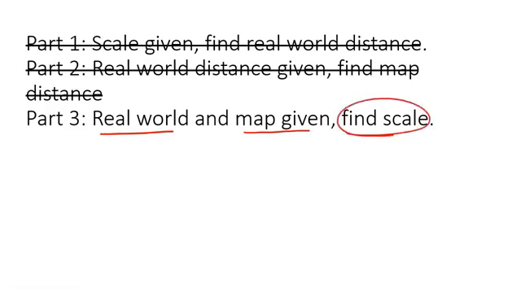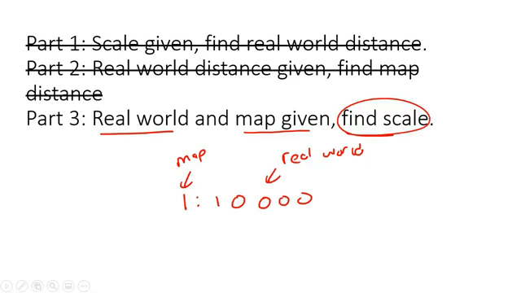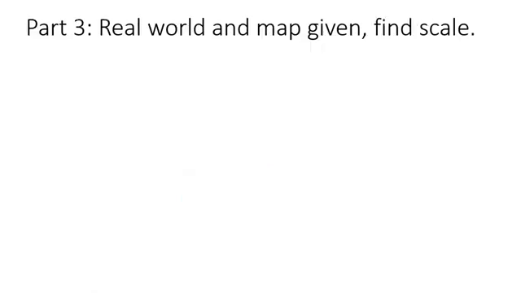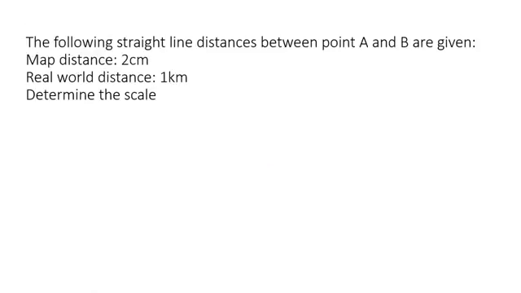Remember, the scales we've been looking at are called ratio scales, where it's something like that, for example, and this one here is always the map and this one is always the real world. Okay, so let's see how this lesson's going to go. So as we said, part 3. Okay, so it says the following straight line distances between point A and B are given. So the map is 2 centimeters and the real world is 1 kilometer.